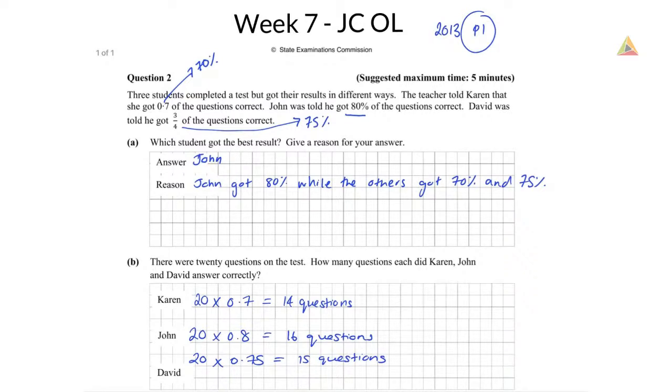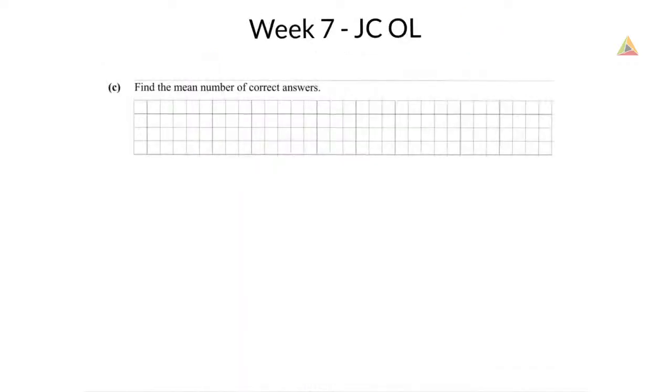I've pasted the last part of the question onto the next slide so it can be seen more clearly. Now the question is to find the mean number of correct answers. So the mean, we always add up the total divided by the number of students in this case. So the mean number of correct answers, we're going to add all of their correct answers together.